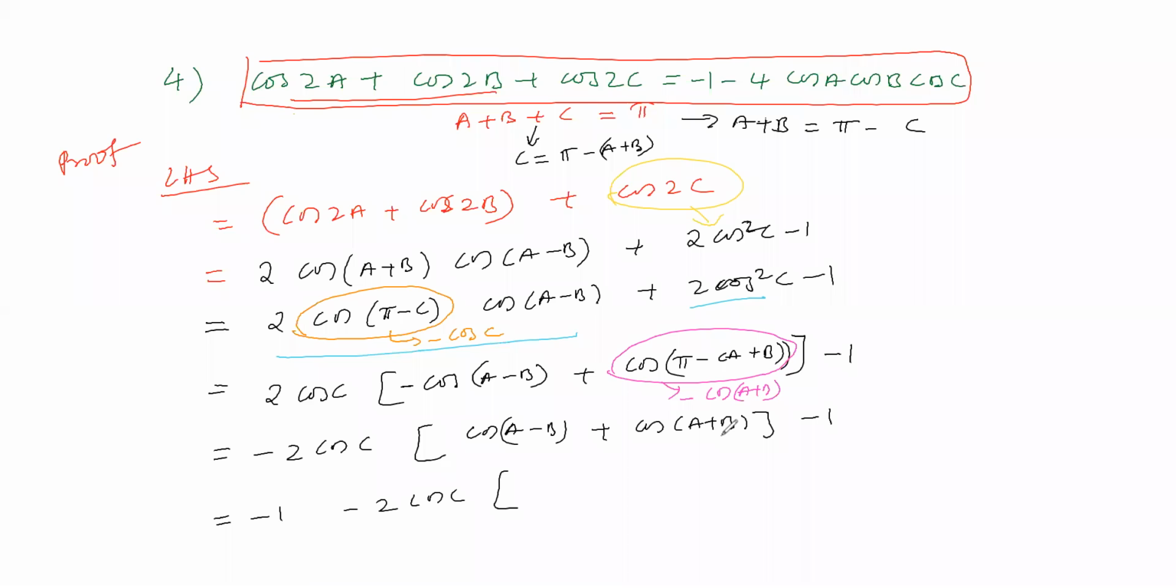Now what is the formula for cos (A minus B) plus cos (A plus B)? It is 2 cos A cos B. Now listen here, this minus 1, and 2 into 2 is 4. So minus 4 cos A cos B cos C. So the right hand side we got.